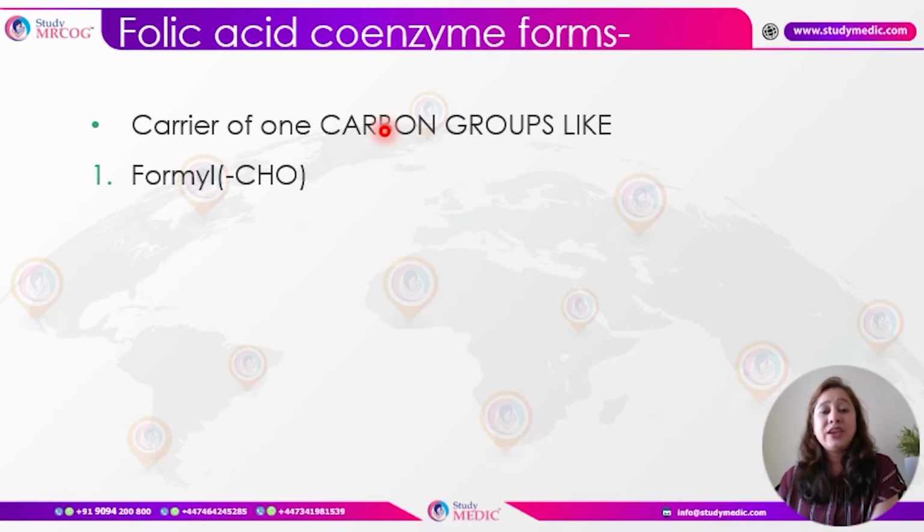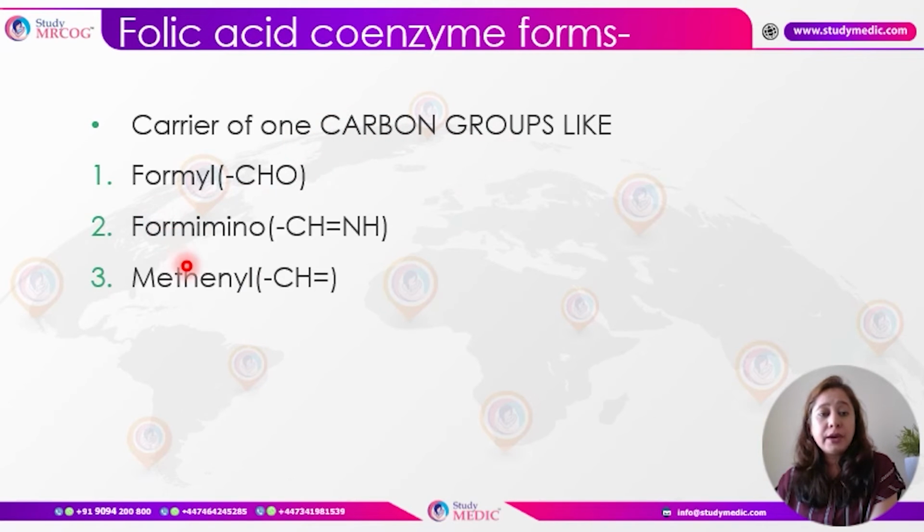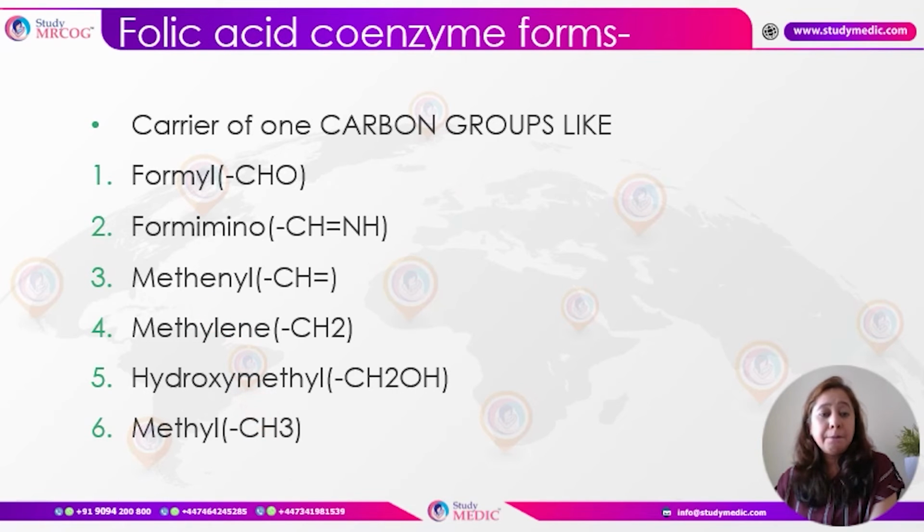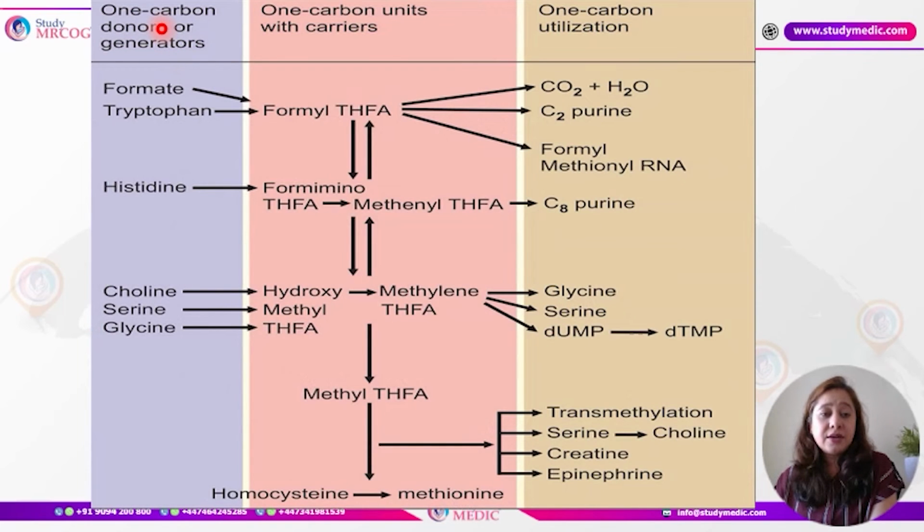So which are those 1 carbon groups? Formyl, formimino, methenyl, methylene, hydroxymethyl, and methyl groups. As you can see here, there are various 1-carbon donors and these will be accepted by tetrahydrofolic acid. After accepting the 1-carbon groups, it will become formyl tetrahydrofolic acid, hydroxymethyl tetrahydrofolic acid, methyl tetrahydrofolic acid. So what are the products formed because of these 1-carbon carriers? You get C2 of purine, C8 of purine, formation of dTMP from dUMP, and methylated tetrahydrofolic acid is required for various methylated compound formation like choline, creatine, epinephrine, and even methionine. So these are the functions of vitamin folic acid.